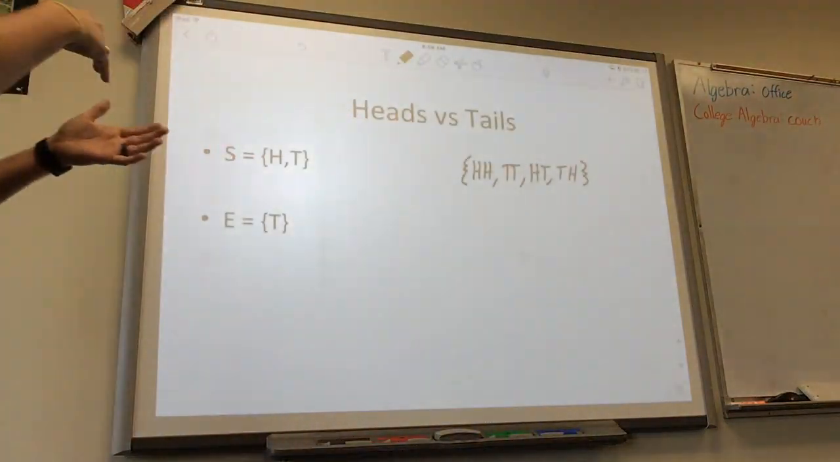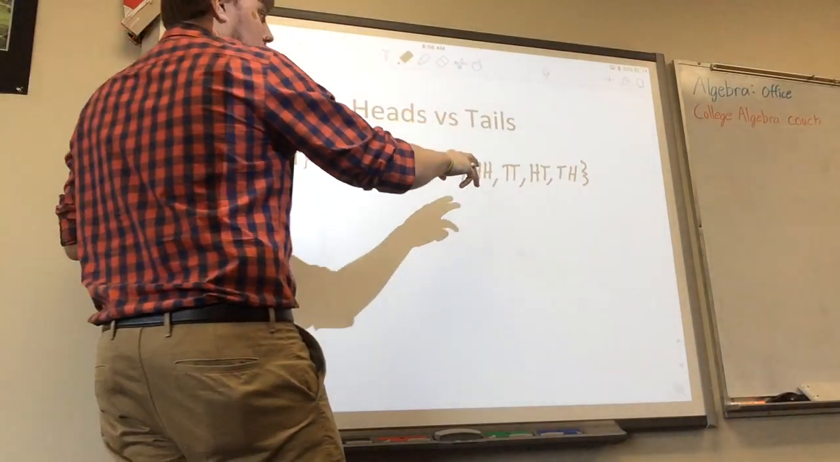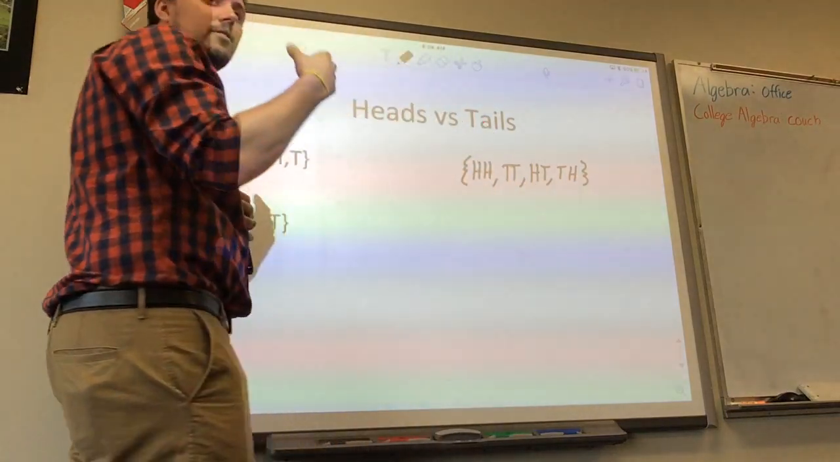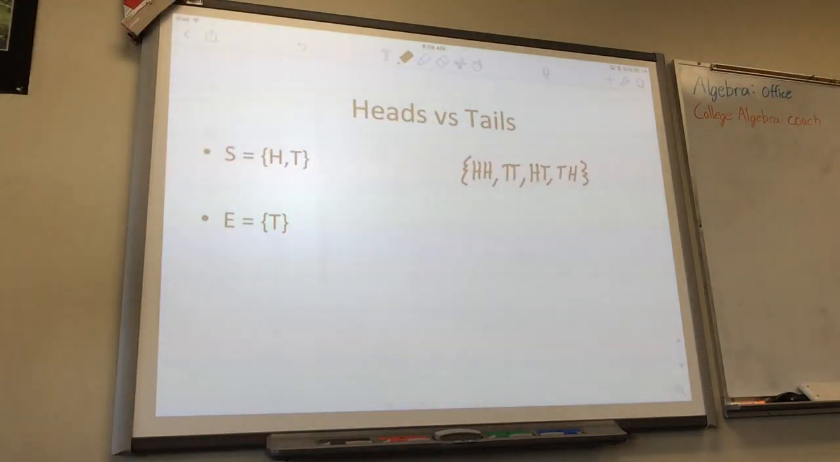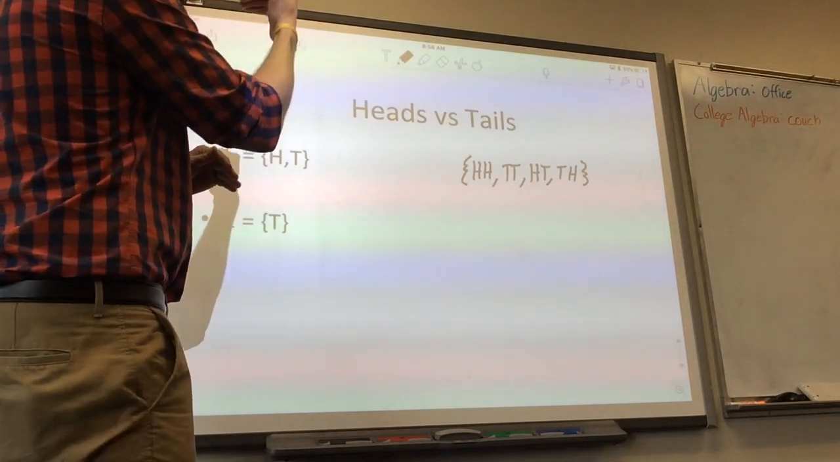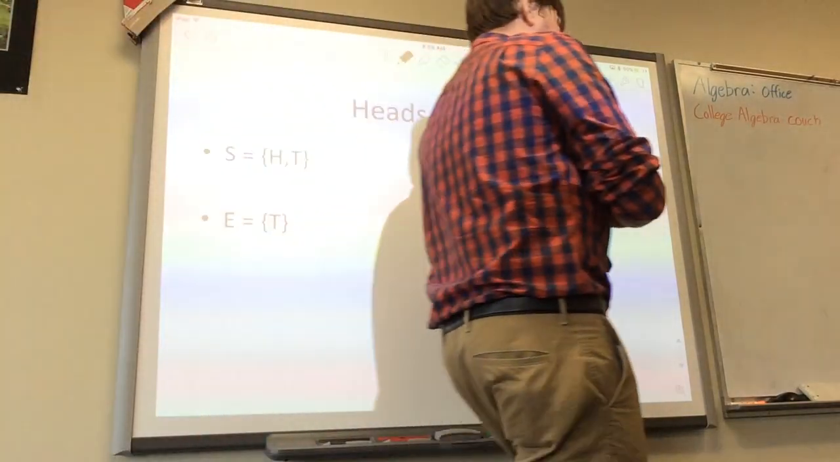If my event was one of the quarters being heads, and I flipped 2, if my event was just one of them being heads, what you want would be 1, 2, 3 of those options. So you'd have a 3 out of 4 chance that one of your quarters would land on heads. Okay? So that's kind of how this works. We want what we want on the top over everything that could happen.